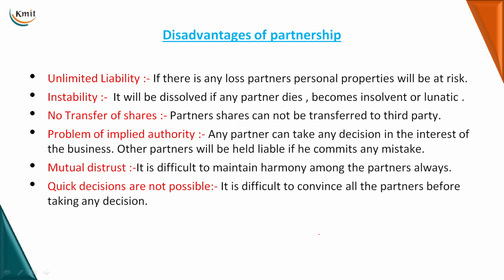Instability: it is dissolved if any partner dies, becomes insolvent or lunatic. No transfer of shares, that is restricted. There is a restriction on transferability of shares to a third party. Problems of implied authority: any partner can take any decisions in the interest of the business. Other partners will be held liable if he commits any mistakes, intentionally or unintentionally.